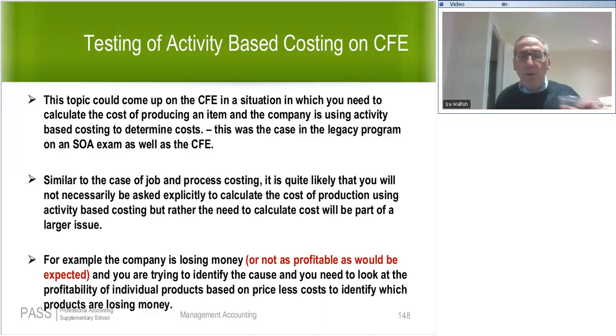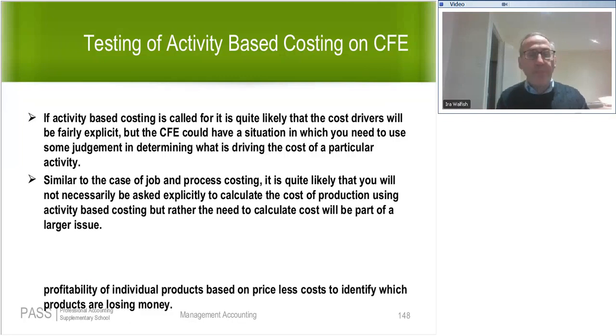Similar to the case of job and process costing, I think it's quite likely you won't necessarily be asked explicitly to calculate the cost of production using activity-based costing. They could ask that, but very possibly they won't. Rather, you may need to calculate the cost as part of a larger issue. So, for example, the company is losing money, or the company isn't as profitable as was expected, and you're trying to identify the cause. You may need to look at the profitability of individual products based on price less cost to identify which products are losing money.